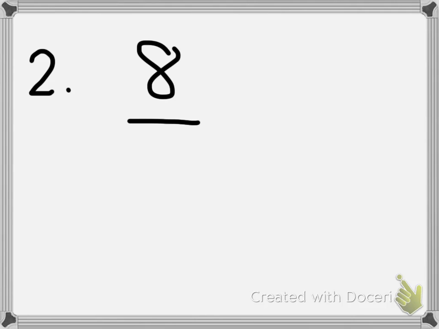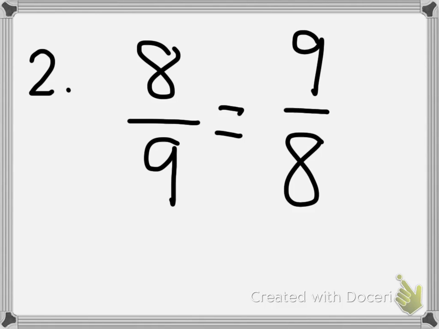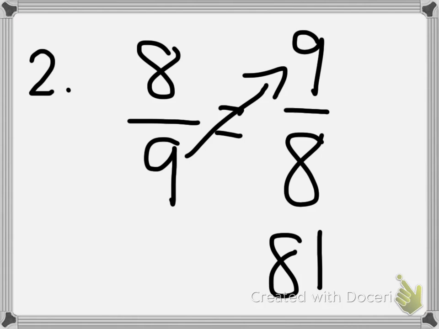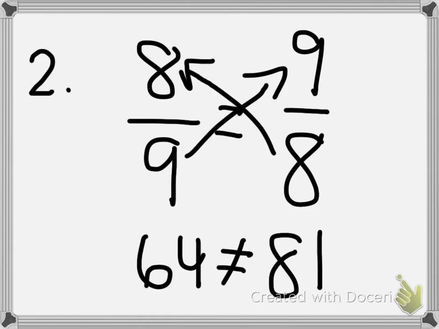Okay, let's move on. Number 2, are these proportional? Well, they are not because of their cross products. 9 times 9 is 81. 8 times 8 is 64, and these are not proportional. Okay, let's do number 3 now.